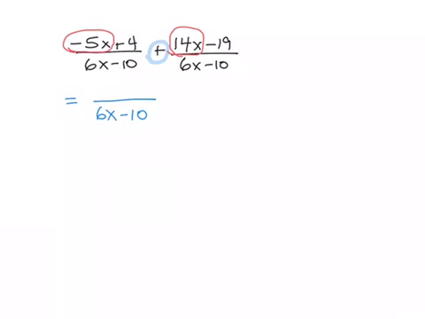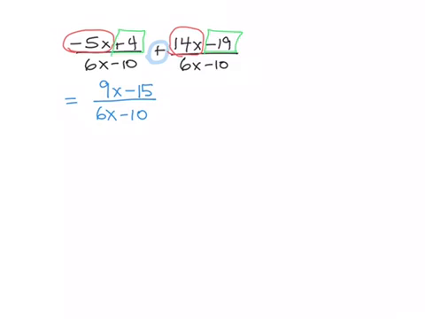What is negative 5x plus 14x? That would be positive 9x. Then I have positive 4 and negative 19. When I take 4 plus negative 19, I get negative 15. When we got to this place on the last one, we were done. I circled the answer and we didn't really talk too much about it. This is your answer. However, unlike the last one, this one can be simplified.